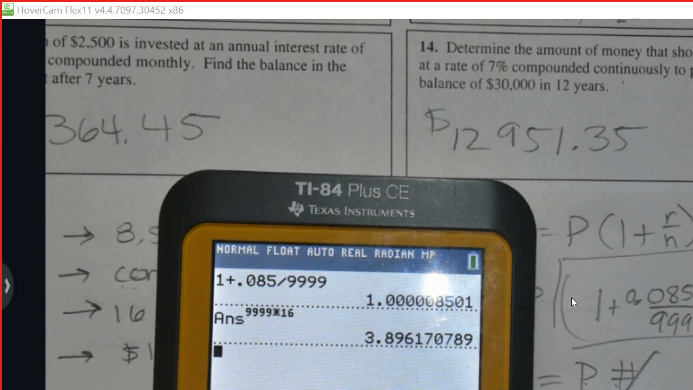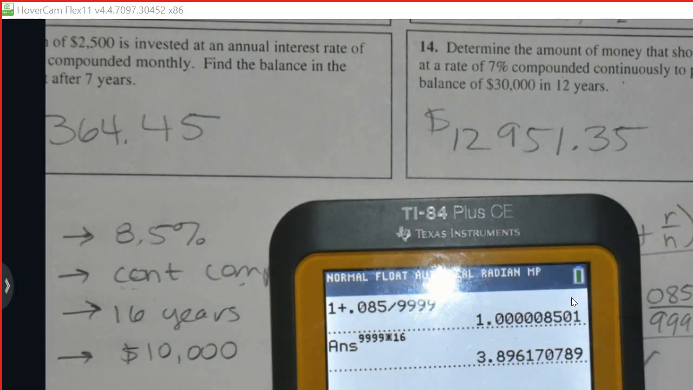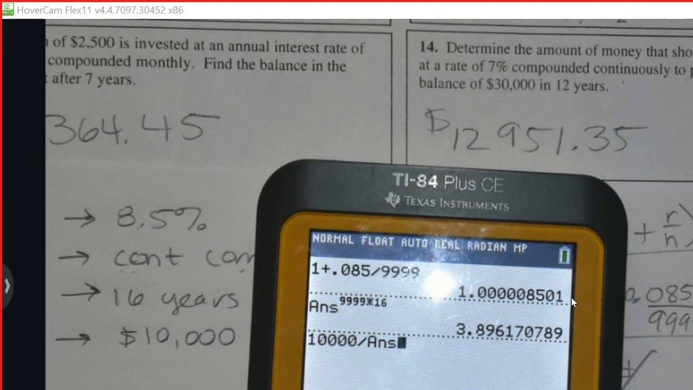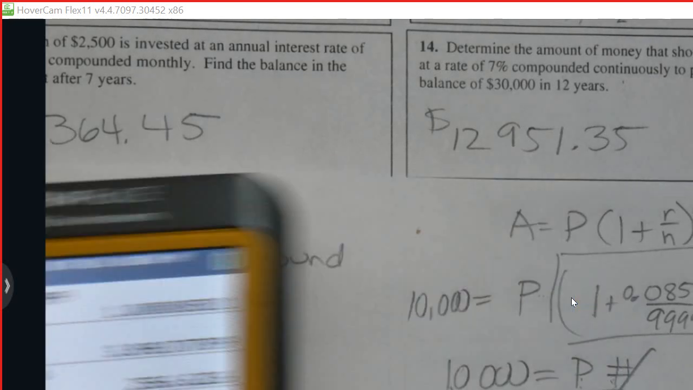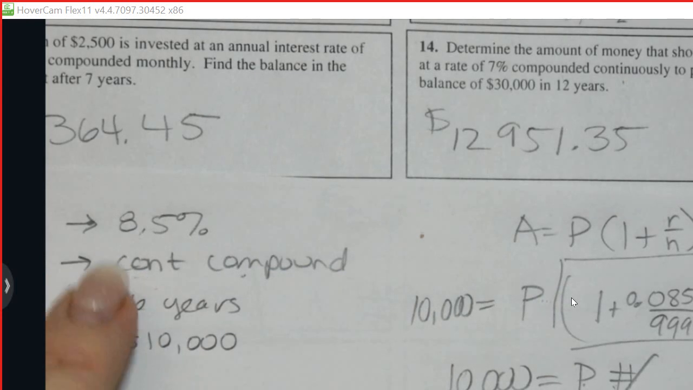So I'm going to take this value, and I'm going to take 10,000, what I want my final answer to be after 16 years. So I'm going to take 10,000 divided by this value, and it ends up with, if I invested a principal amount of $2,566.62 underneath this criteria, 16 years, this percentage continuously compounded, we would end up with $10,000 in the end.